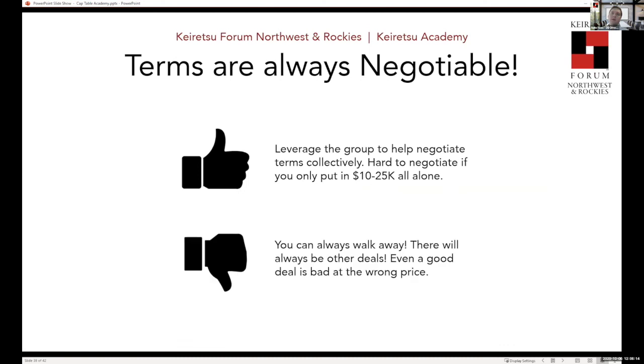The final point I'll make here is that as part of a group, it's important to remember that terms can always be negotiated, and one of the benefits of a group like Keiretsu is that there are lots of us. So even if individually we're writing small checks, make sure that you're banding together with other people writing those small checks so that you can throw your weight around a little bit, make sure that the terms are favorable.